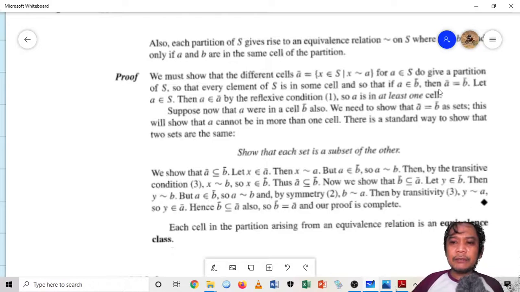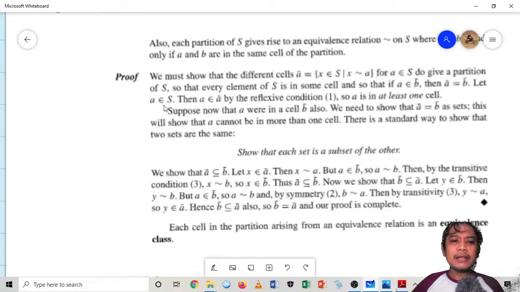And then, it should be disjoint. Meaning, if A belongs to the cell containing B, then the cell containing B is the same as the cell containing A. Meaning, two different cells cannot have the same element. If they have the same element, then they are the same cell. Okay?